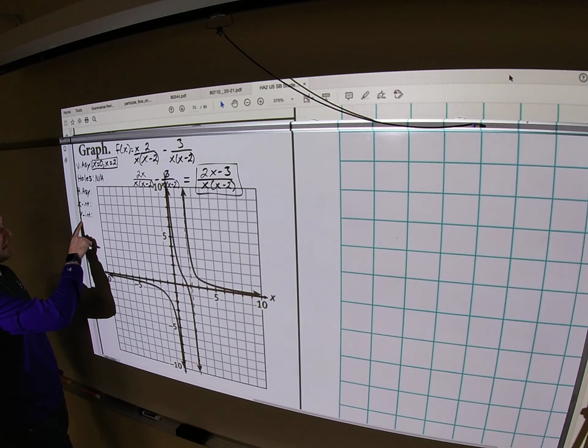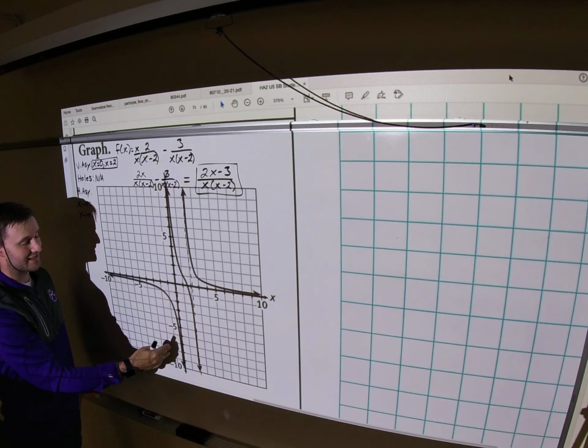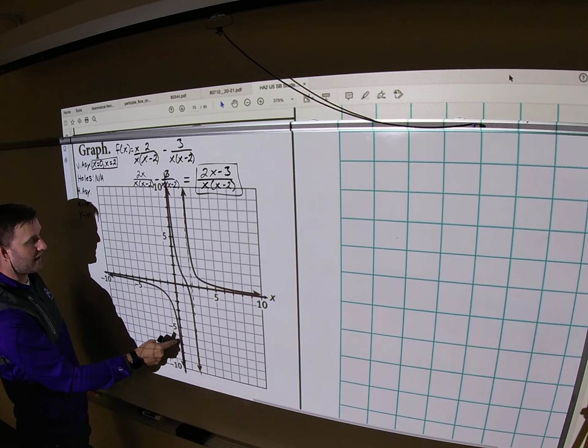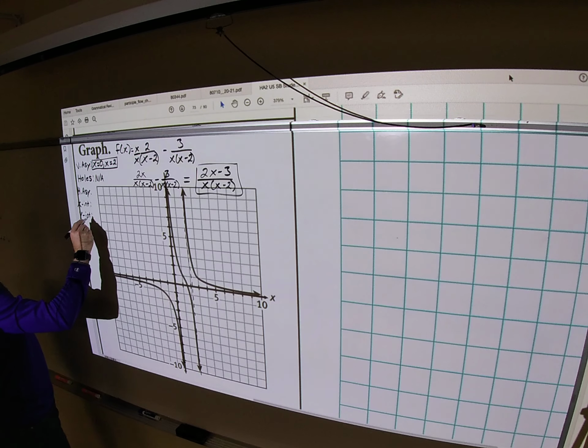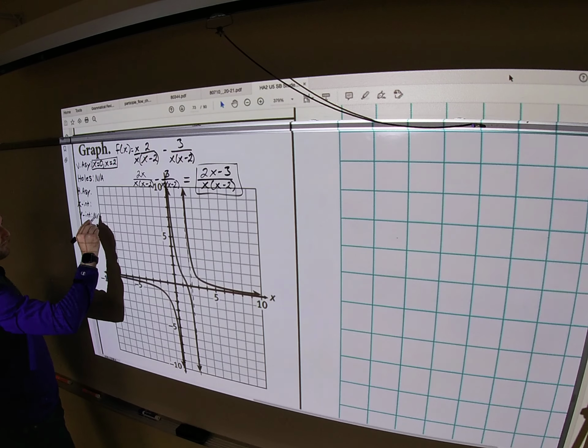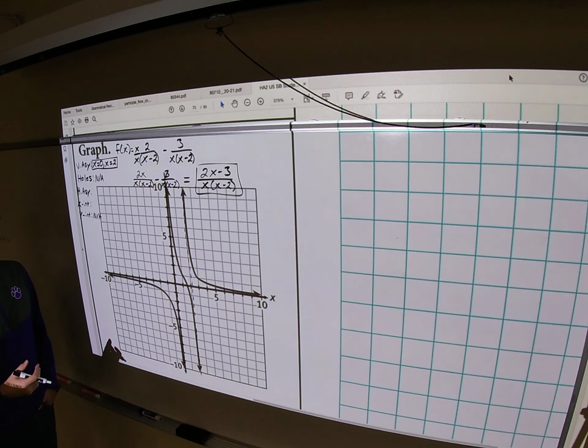Now, we don't have a y-intercept. How do we know? Because it's never going to cross the y-axis in this case, because our y-axis, this x equals 0, is a vertical asymptote. So the y-intercept is none, so not available. So there is no y-intercept.